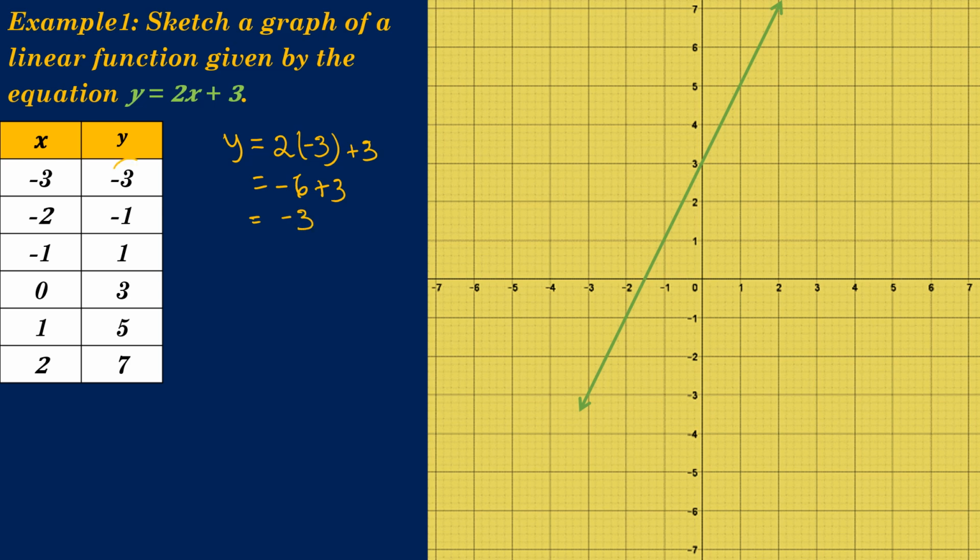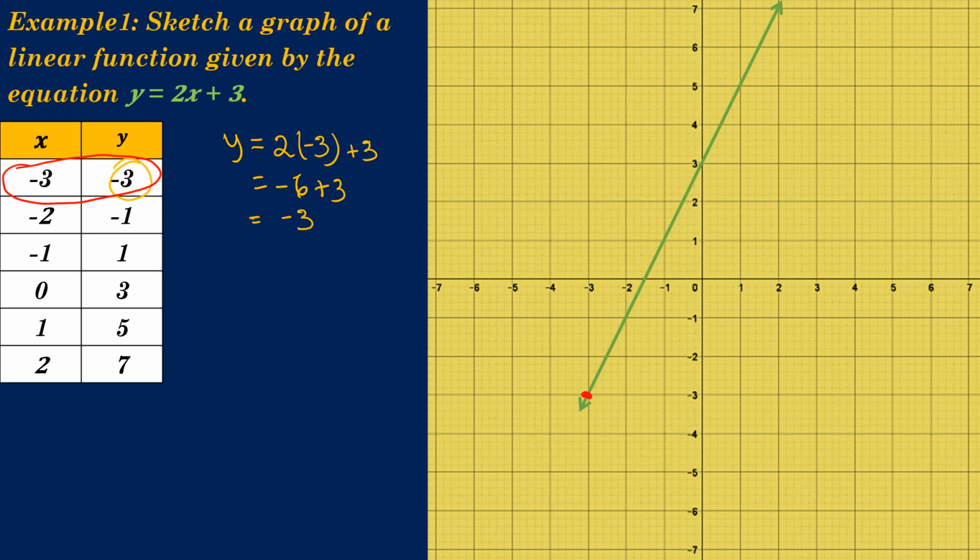So this is where this negative 3 comes from: substituting the input value and getting the output. The rest has been done for you, and you can see that these form the coordinate pairs. You take the first pair and plot it on the graph. The x value is negative 3 and the y value is also negative 3, so the point is going to be there. That is our first point.